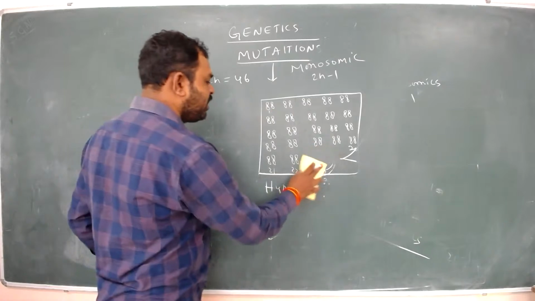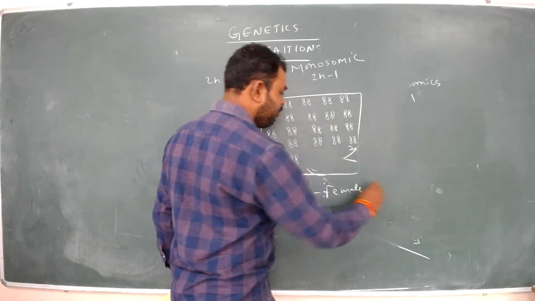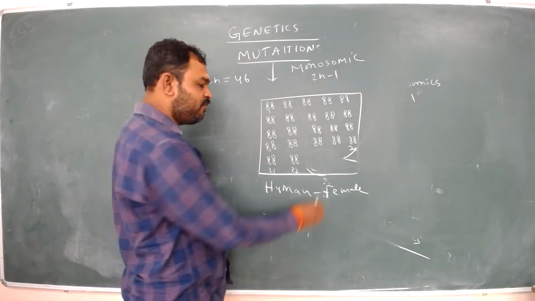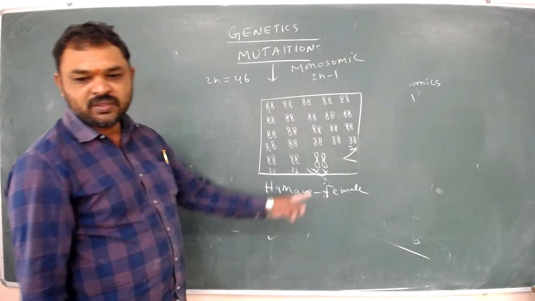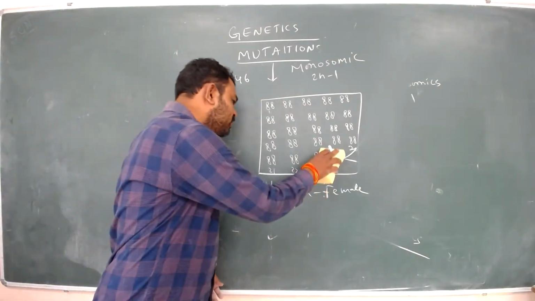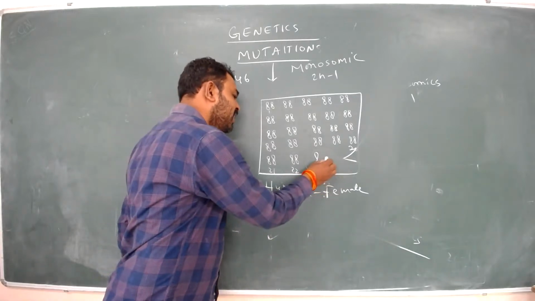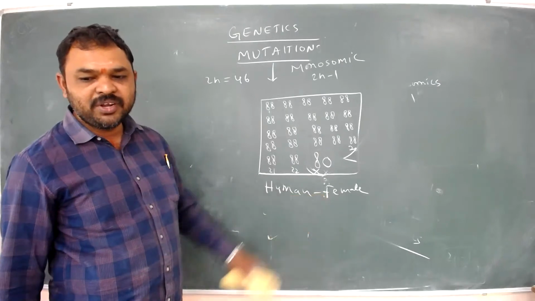So which chromosome can be lost here? Look at the human female. In human female, what is the 23rd set? It is the X chromosome, so 2 X chromosomes are there. But if one X chromosome is lost, it can be represented as 0, and 0 means there is no chromosome.